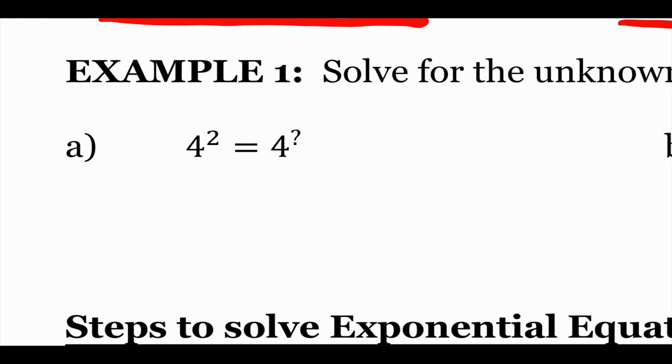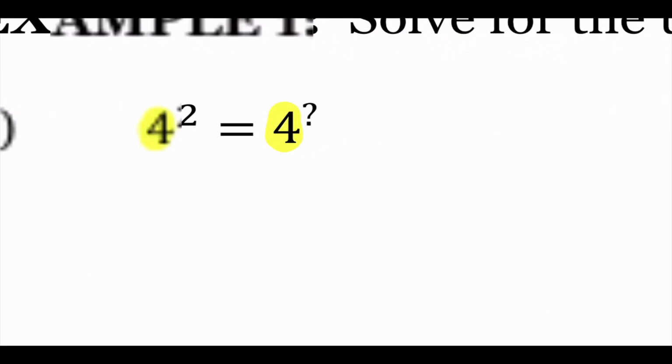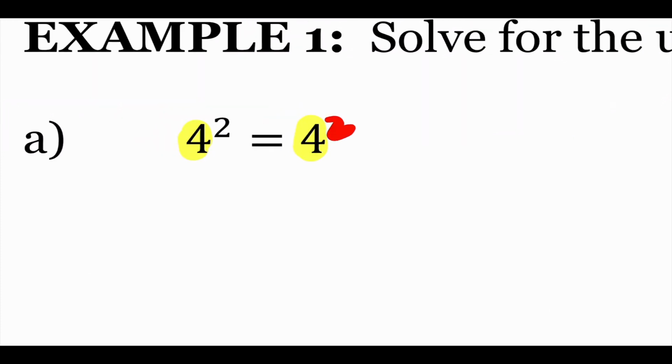1a. Bases are the same, right? I have a base of 4 and a base of 4. So what does the exponent have to be for the second one? 2. It has to be 2, it can't be anything else, because they're both the same. Everything has to be the same when they're equal.